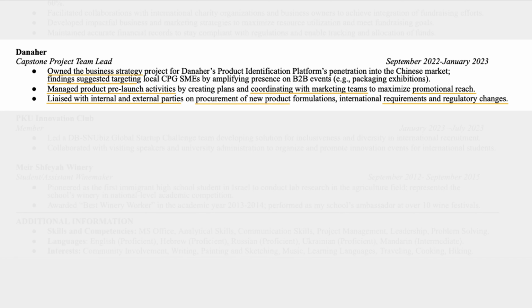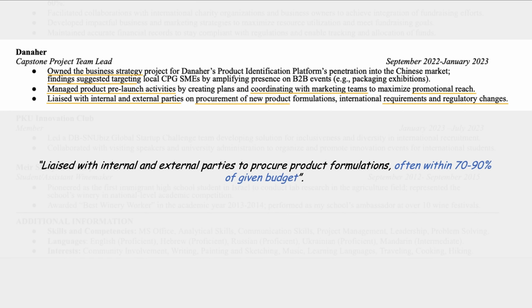Also, I think these can be separate bullets, because procurement and compliance are two separate lines of work. Perhaps the candidate is trying to save space. Personally, I would not put in the compliance part, so I'm going to put something like that here. Liaised with internal and external parties to procure product formulations, often within 70-90% of given budget.